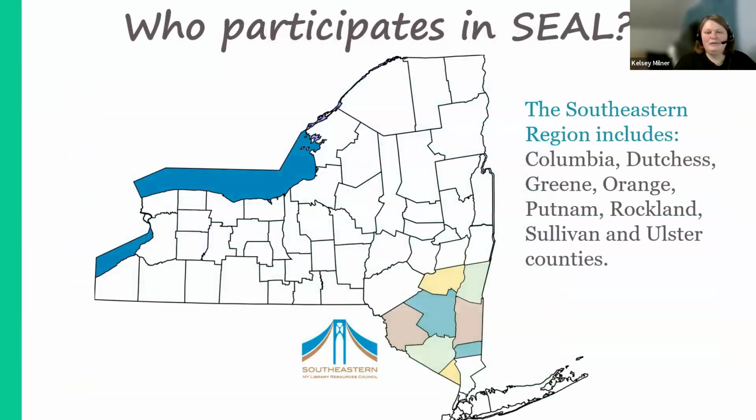I'd like to start this training by sharing a little bit more about who Southeastern is and where we fit into the broad library landscape. So we're a membership organization serving libraries and other cultural institutions in the 8 counties that are listed at the right. And we provide services to libraries of all types: public, academic, special, and school. And we're one of 9 similar councils throughout New York State, each one of us representing our own different region.